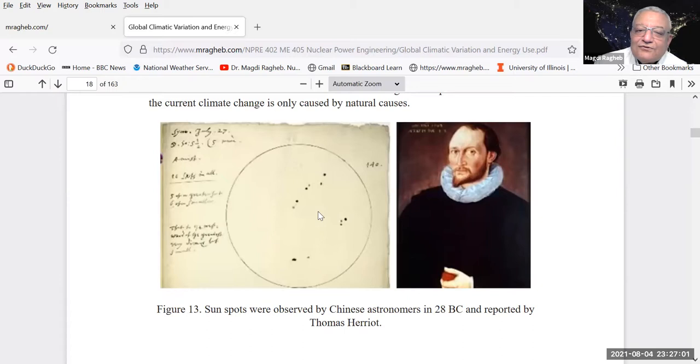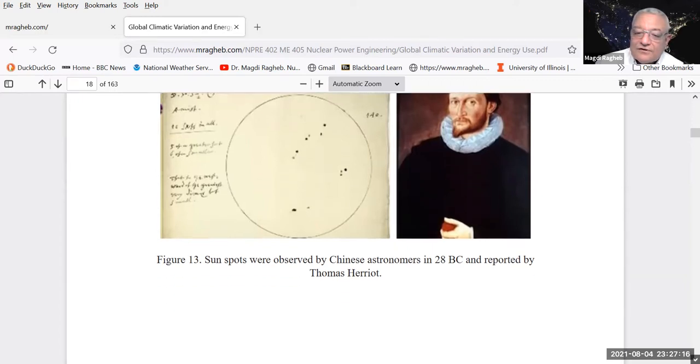A fact that is not known to many people is that when you observe the sunspots on the surface of the sun, when the sun is active, they all happen in pairs. You notice here, 1 and 2, 1 and 2, 1 and 2. And there is an explanation for this in a moment.